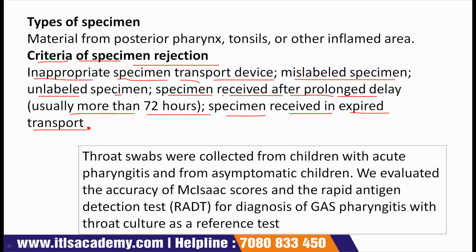These are few conditions in which any specimen can be rejected. If any of the given criteria is present in a specimen, the specimen will be rejected.